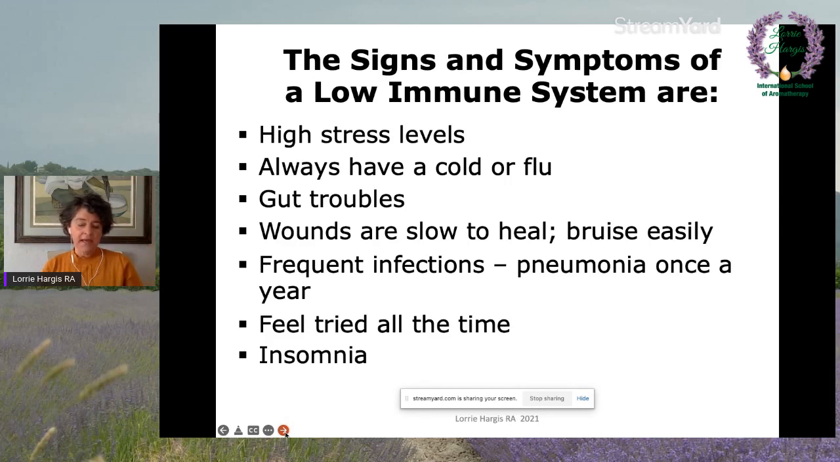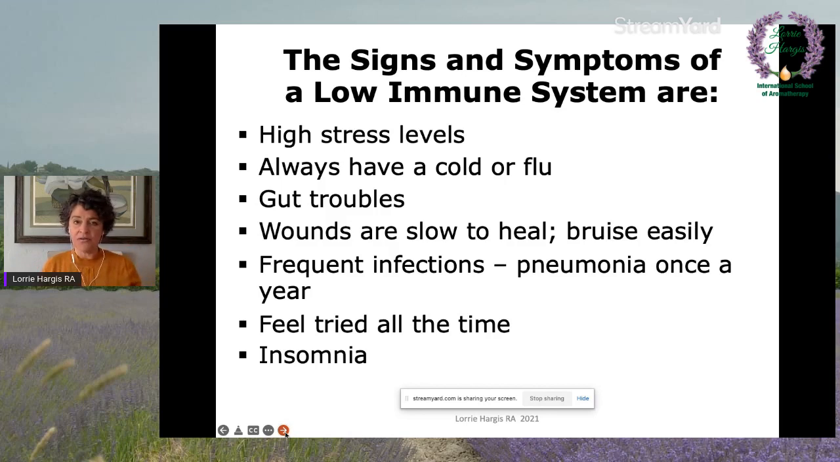Gut problems, irritable bowel syndrome, Crohn's, constipation, all these are gut troubles, and those can cause a low immune system. Again, the microbiota in the gut. Wounds are slow to heal. They're not healing up. That means your body is not regenerating, right? Your immune system, your whole body is not regenerating. Bruise easily. Frequent infections, pneumonia once a year. That's a sign of a low immune system.